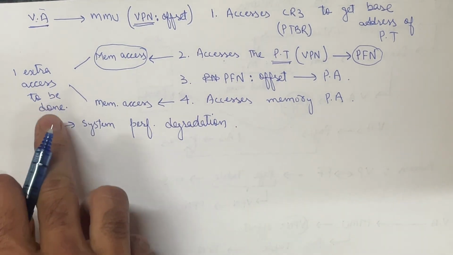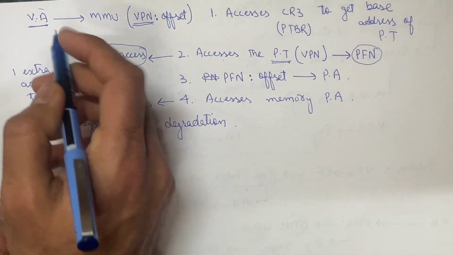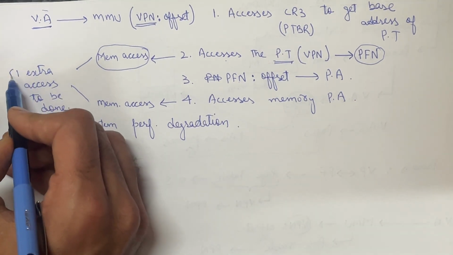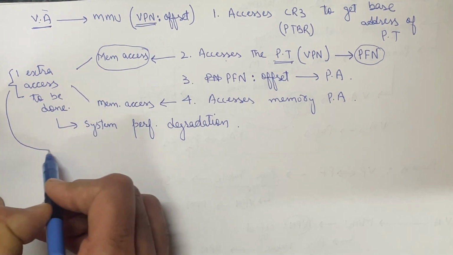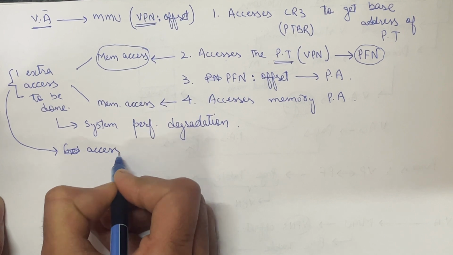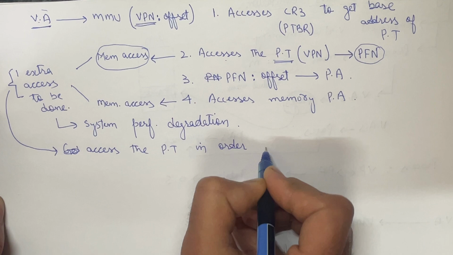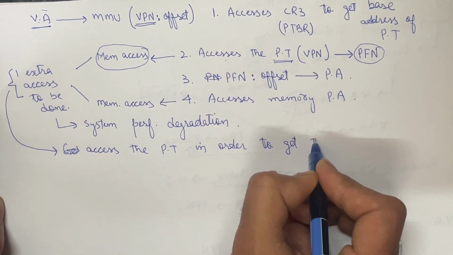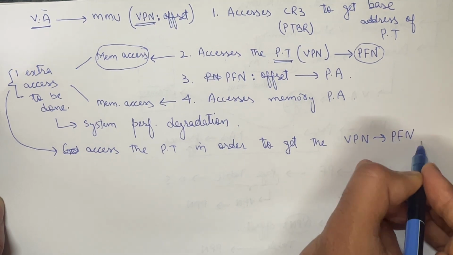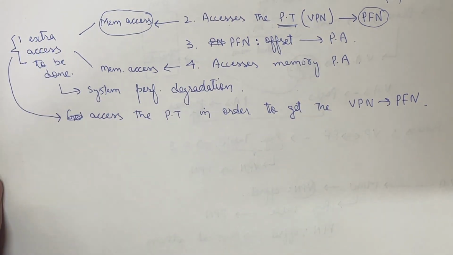So this is one of the limitations of this paging scheme. In the paging scheme, for every memory access, we have to do one extra access, and you have to keep this in mind. Why is this particular extra access required? It is required to access the page table in order to get the virtual page number to physical frame number mapping. So this is one of the limitations of the paging scheme.